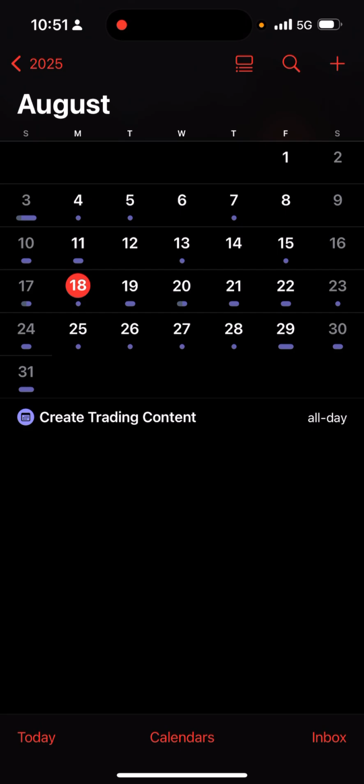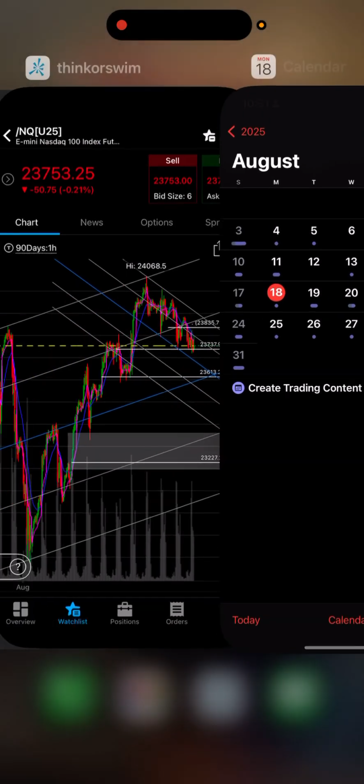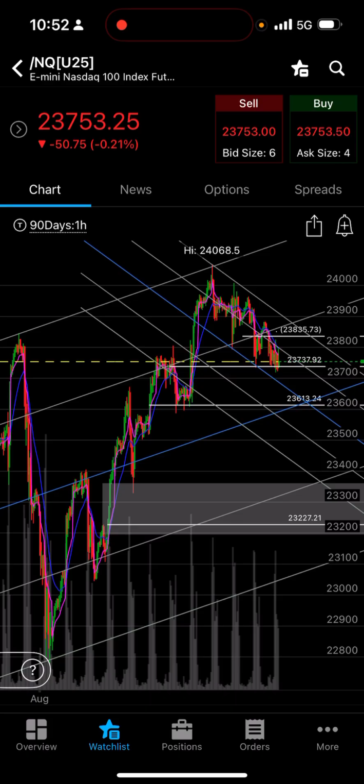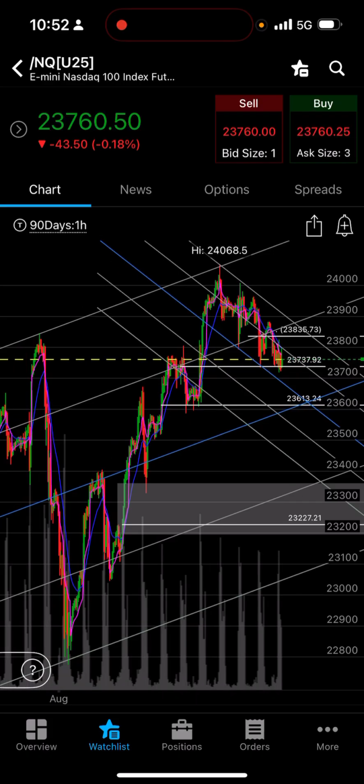Today is August 18th, 2025. Let's dive into the trade analysis. So here's what it looks like. I actually use Thinkorswim on mobile to do my chart analysis.